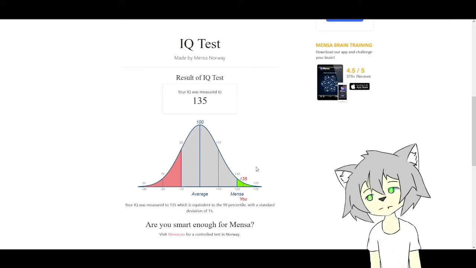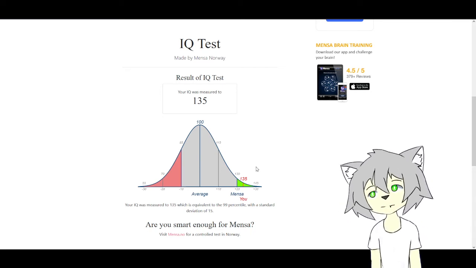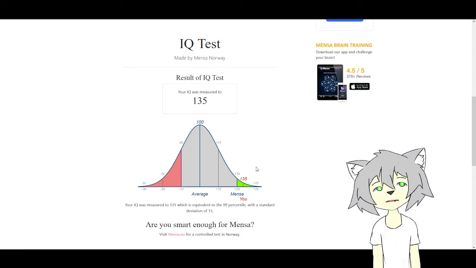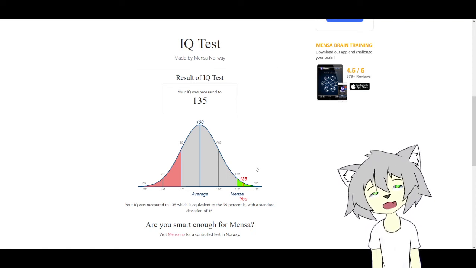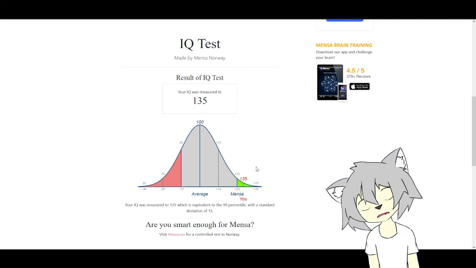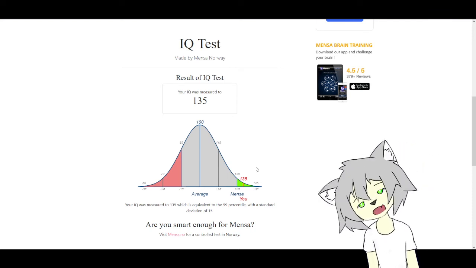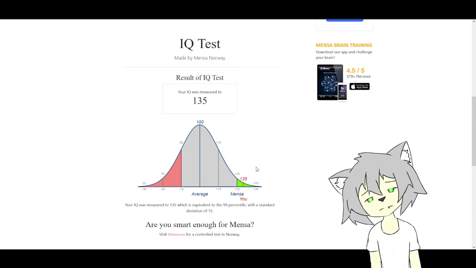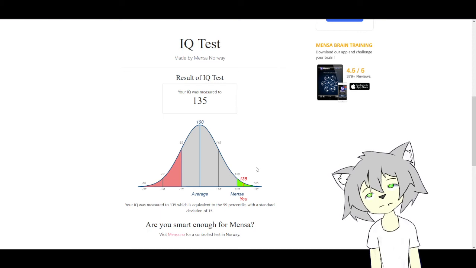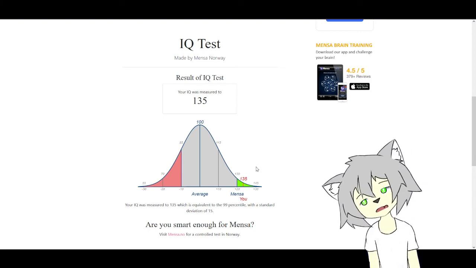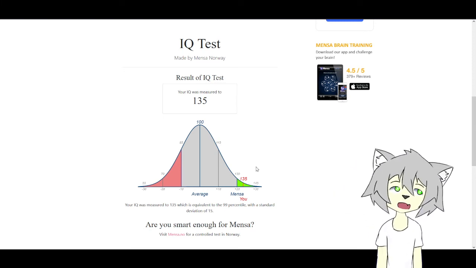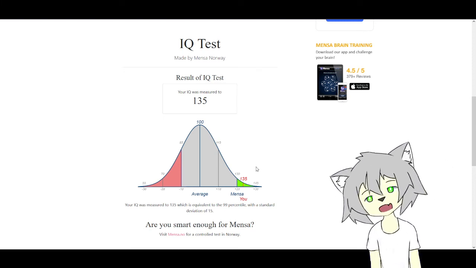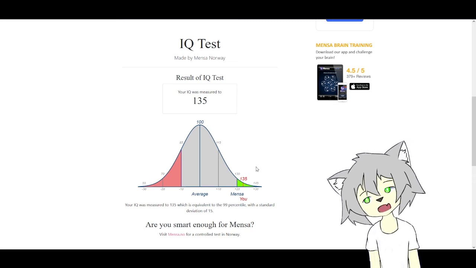Yeah, sure, I got 135, but I can't really get what I want out of my intelligence, because sure, I can do logic puzzles, but God, I don't know. I'm actually pretty smart, I'm not gonna lie, but well, I feel like I should be proud, but I really don't feel like this is amazing.